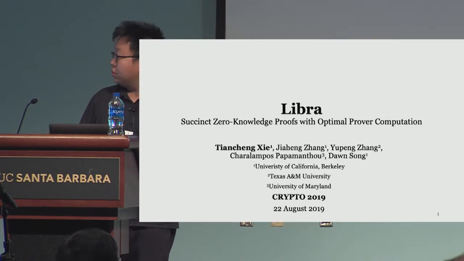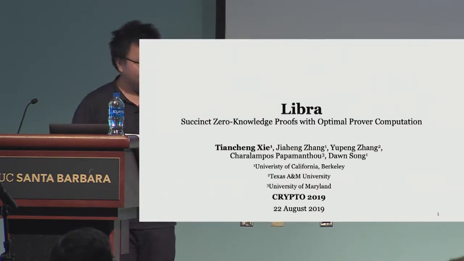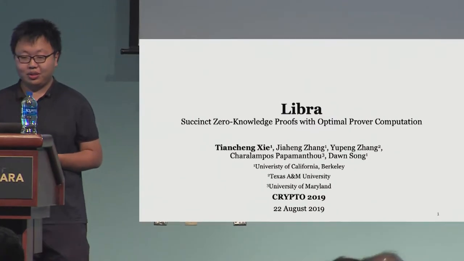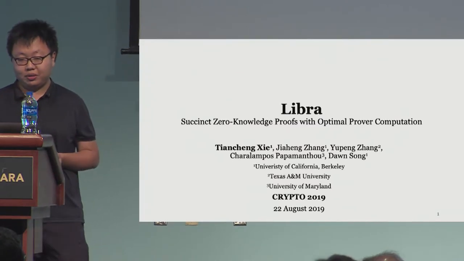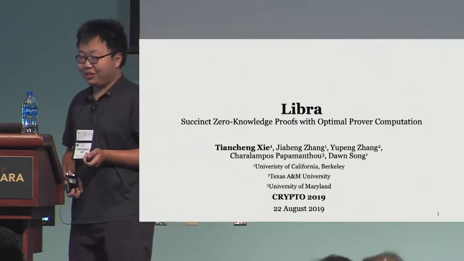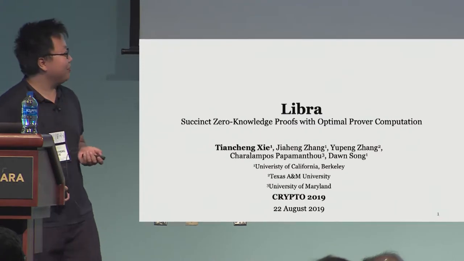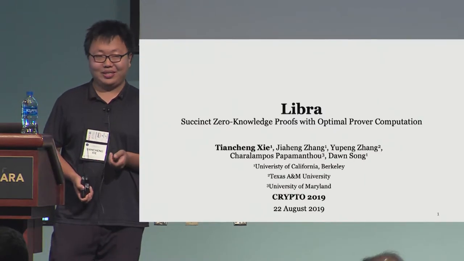So the second part of this talk is about Libra, Succinct Zero Knowledge Proofs with Optimal Prover Computation. All right, thanks for the introduction, and thanks to Michael for the last talk. Now I'm going to introduce Libra, which is another zero knowledge proof system. This is joint work with Jiaheng, Yupeng, Babis, and Dan. I need to clarify that this work is different from the Facebook Libra project. This work was submitted in February, before the Facebook Libra release. So it's a nice coincidence.